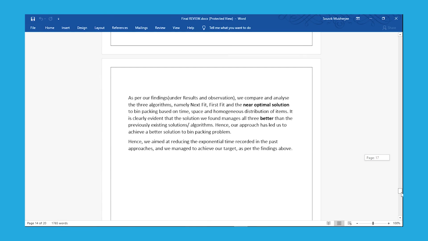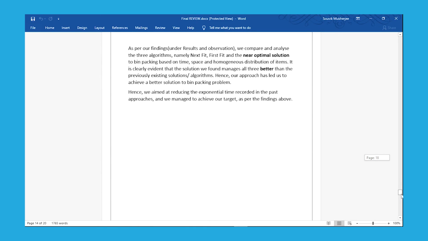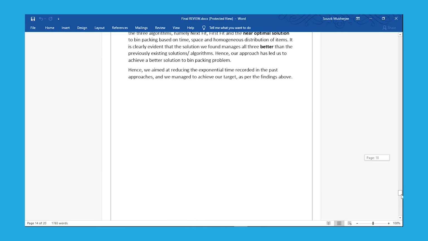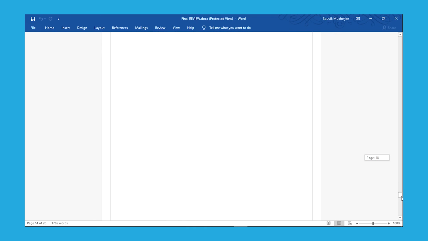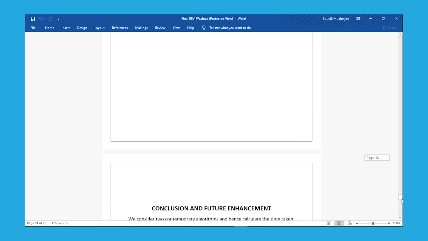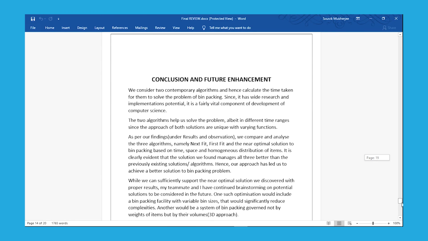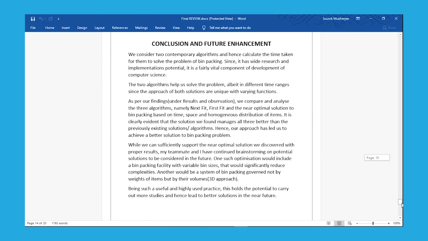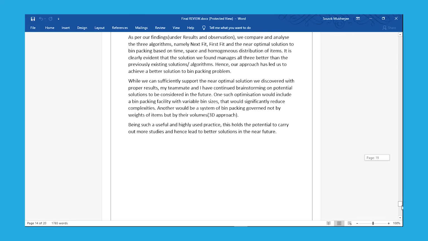Hence, we can continue to brainstorm and carry on our research, because the bin packing problem is one of the most complex problems, but a solution is imminent with the number of researches being carried on.